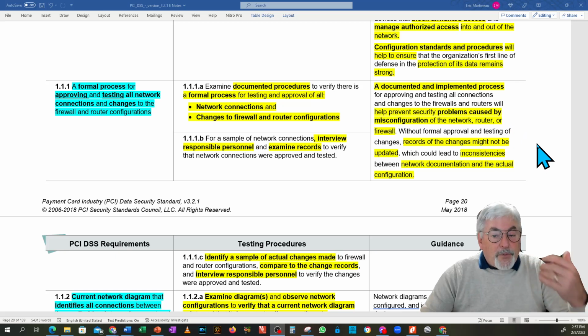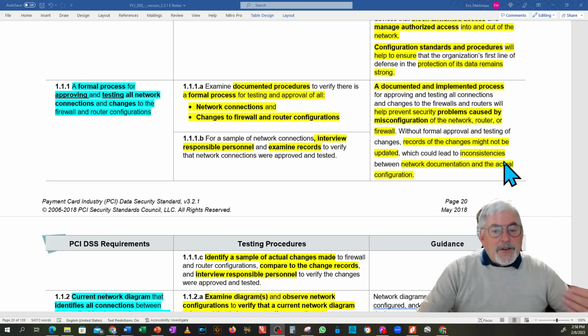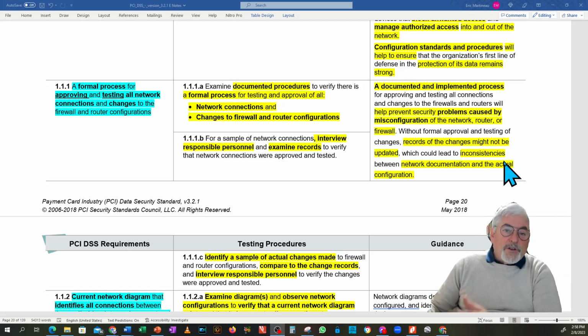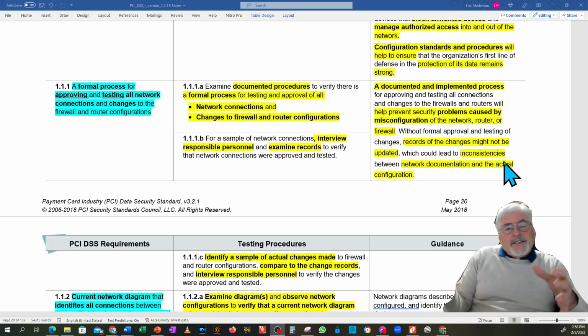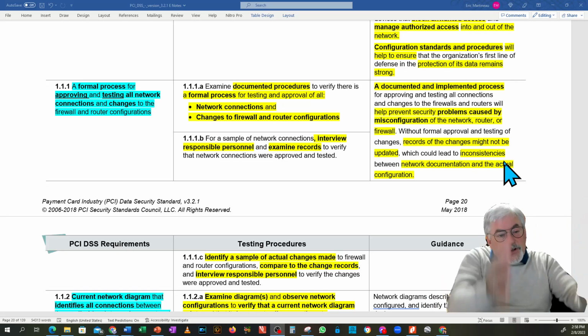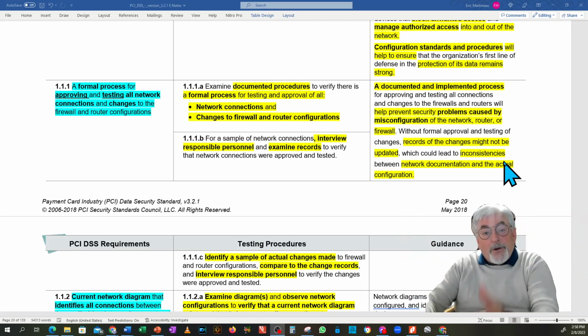Without formal approval and testing of changes, records of the changes might not be updated. So do you remember when that last patch was put on? Was it approved? Those are the kinds of questions that need to be addressed here, and which could lead to inconsistencies between network documentation and the actual configuration. So in other words, what they're trying to say here is what you have documented should actually mirror what's out there in your real network, right?